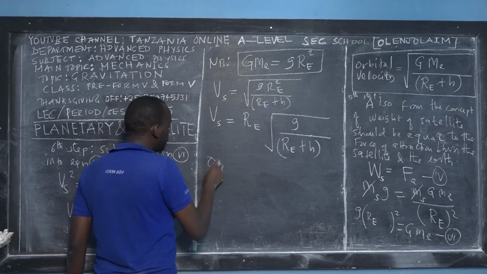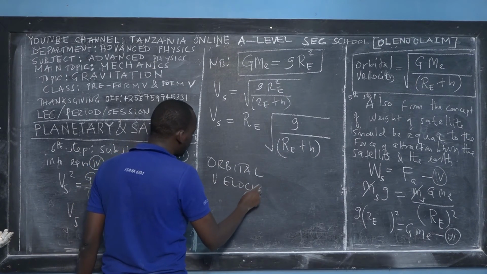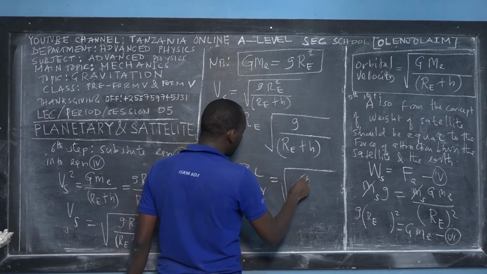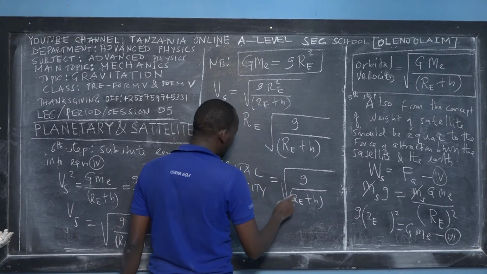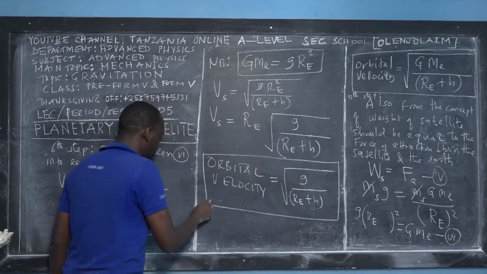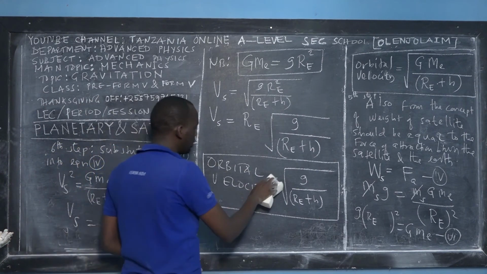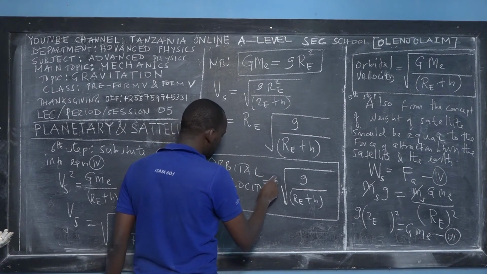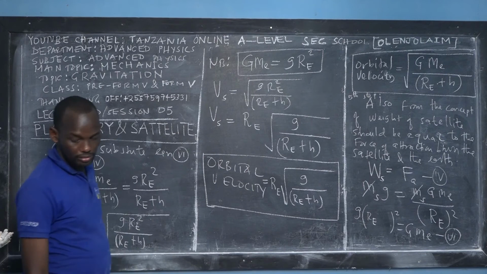So again, the formula for orbital velocity might also be given by this one: the square root of acceleration due to gravity, radius of the Earth plus height h. So this is also the formula for orbital velocity. Then here we have the radius of the Earth outside the square root. Okay?